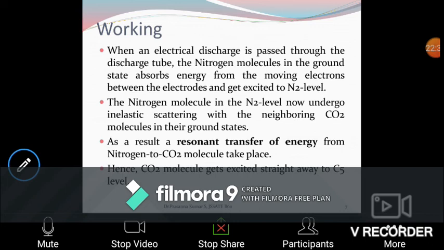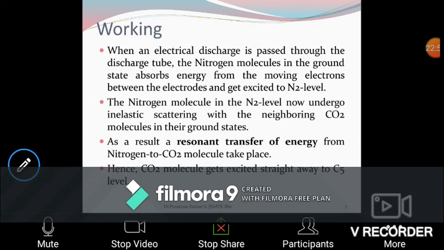The nitrogen molecule in the N2 level now undergoes an inelastic scattering with the neighboring CO2 molecule in its ground state. So it picks up energy and transfers it to CO2. As a result, a resonant transfer of energy from nitrogen to carbon dioxide molecules takes place. I told you at resonance two things match. Here the energy is matching.